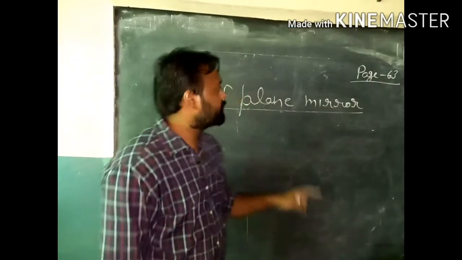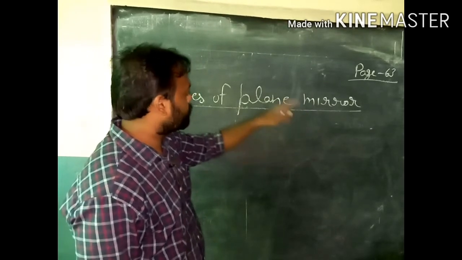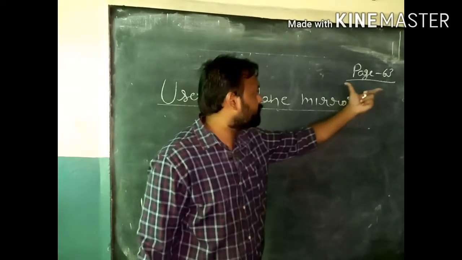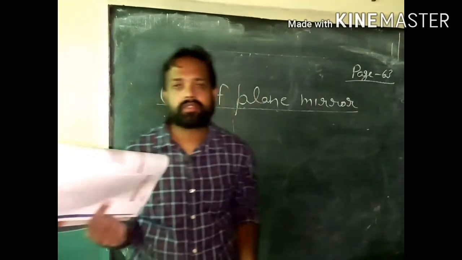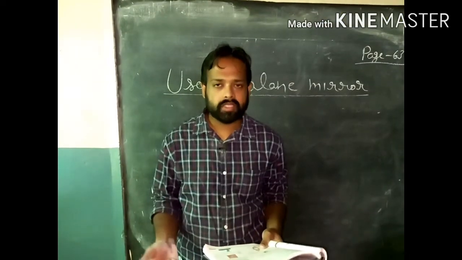Okay, now the next point is uses of the plane mirror. So after understanding how the image is formed, now we are going to understand what the uses of the plane mirror are. These uses are given on your page number 63. I am just reading the points from the book because these points are very easy, so you can see them from the book also.